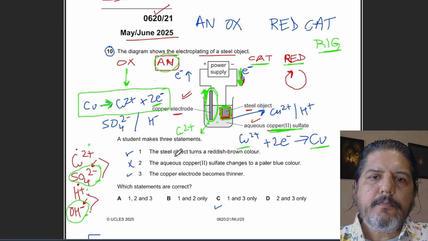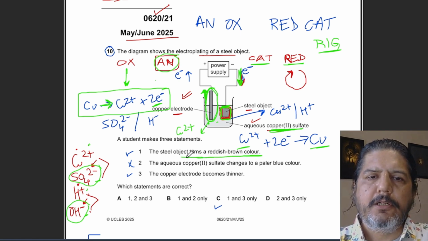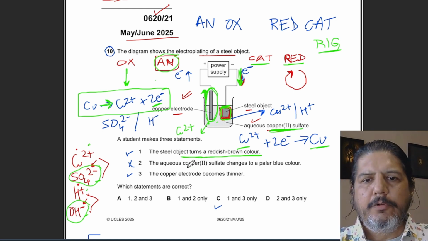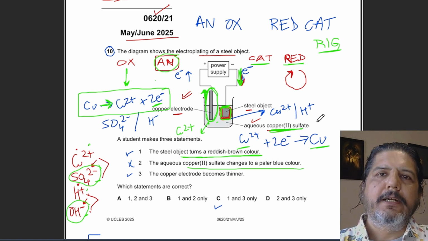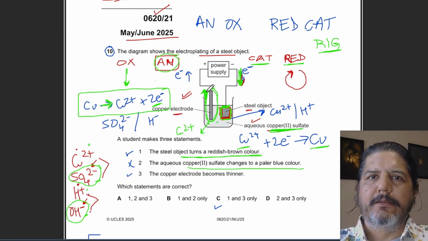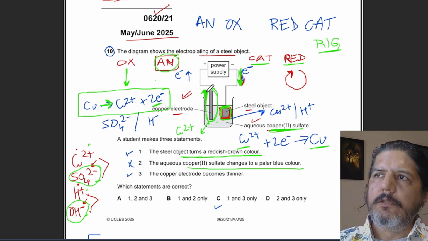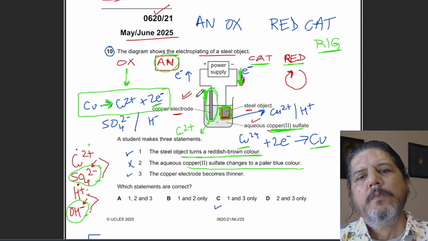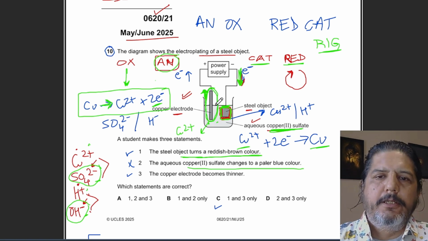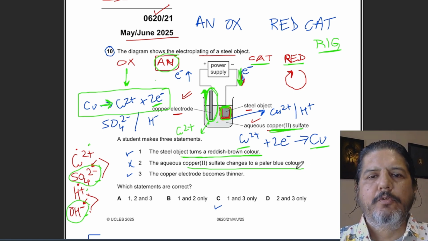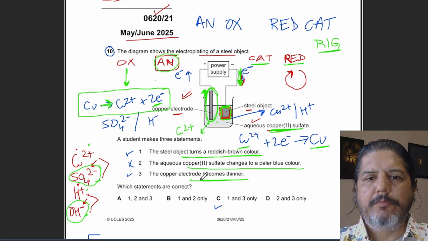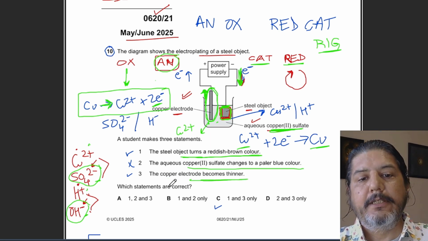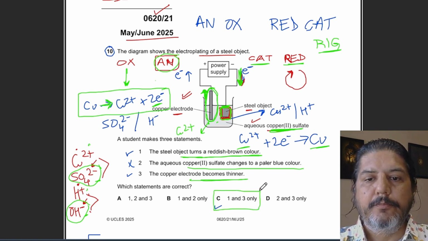So steel object turns a reddish brown color. Of course, this happens because a layer of copper is deposited on the steel. Aqueous copper sulfate changes to paler blue color. It doesn't happen, because we are getting, you can almost say, an infinite supply of copper cations from the anode. So it doesn't change to paler blue color. Copper electrode becomes thinner. Of course, it becomes thinner because it is giving Cu2+ ions. So choice 1 and 3 is perfect. So our answer would be C.